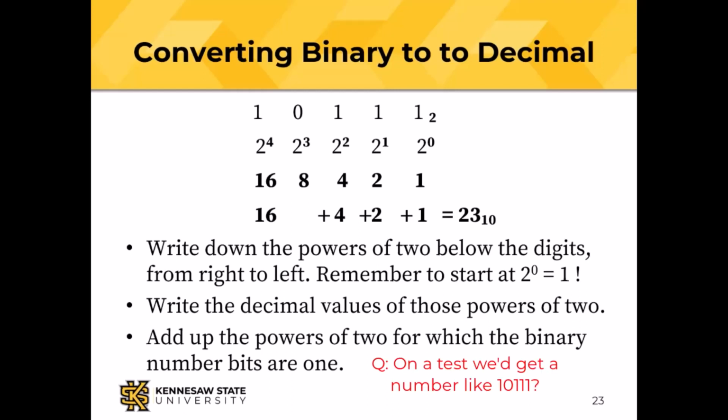Did that help? Yes, so on the quiz or test, we'll get a set of numbers like 1, 0, 1, 1, 1. And then we'll have to get to the 23 base 10. Yes. You'll get some binary numbers. You might have to go the other way too, and I'll show you how to do that. Other questions? How are we doing for time?